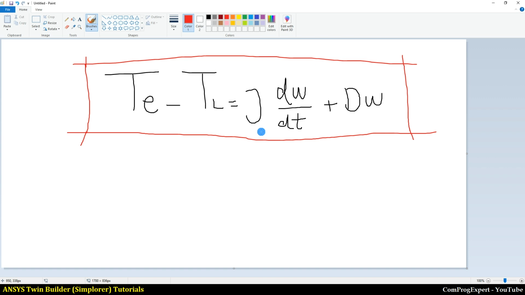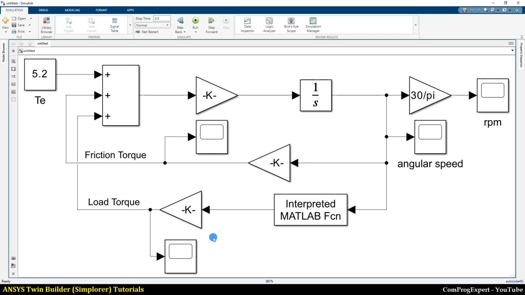Also, I solved this equation using the MATLAB Simulink software, just to be able to compare with the results that we get from ANSYS Simplorer, right? To understand the simulation logic clearly.